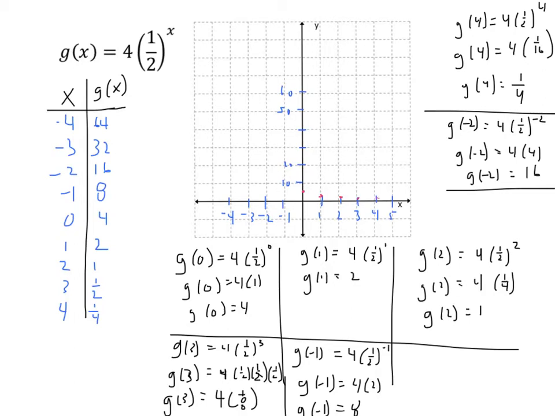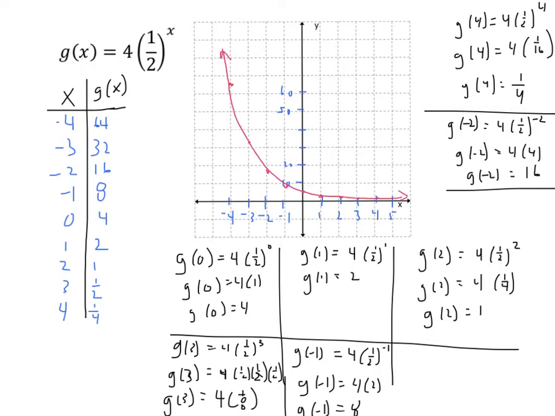Right? On the negative side, when I have an input of -1, I have an output of 8. That's about here. When I have an input of -2, I have an output of 16. That's about here. And then -3, 32. Let's see, 20, 30, 32 is about here. And then -4, 64. That's about here. Okay, so let's see. Here's what our function looks like.